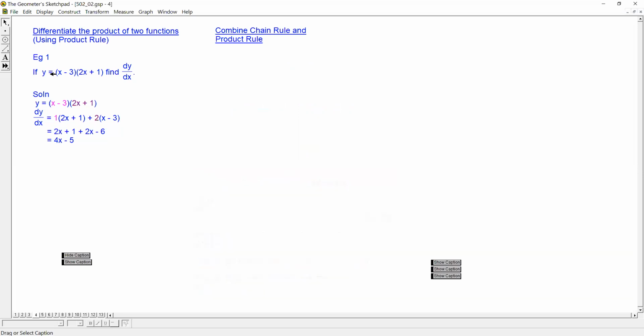Okay, coming back to example number 1 here, I have two functions. One function is x minus 3. Another function is 2x plus 1. I want to find the dy dx for the product of these two functions using the product rule.